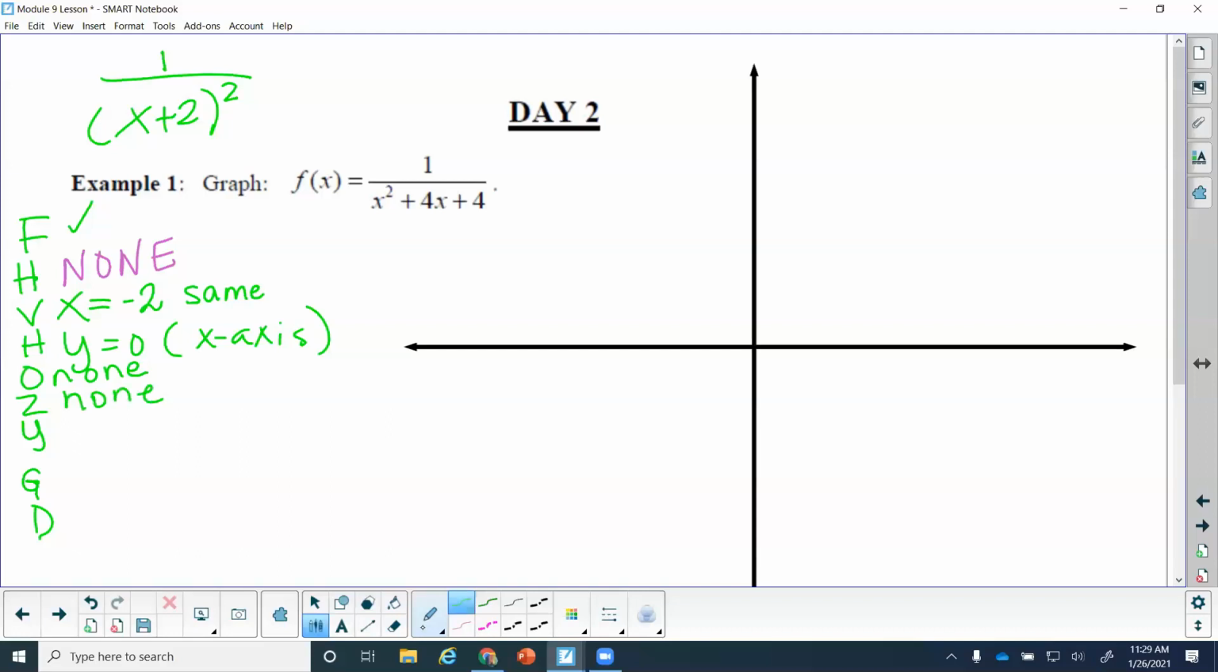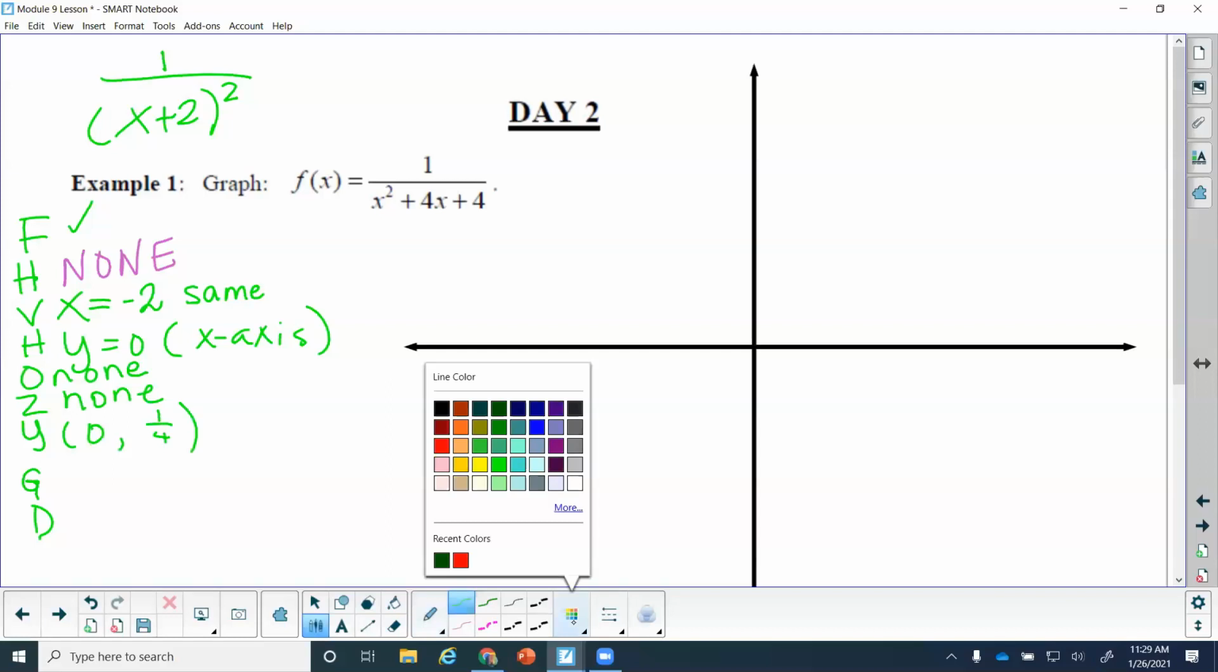Can we have a y-intercept? What is the y-intercept? So remember, we plug in zeros for those. On the bottom, 1/4, 1/4. All right, it's time to graph. Let's do this.